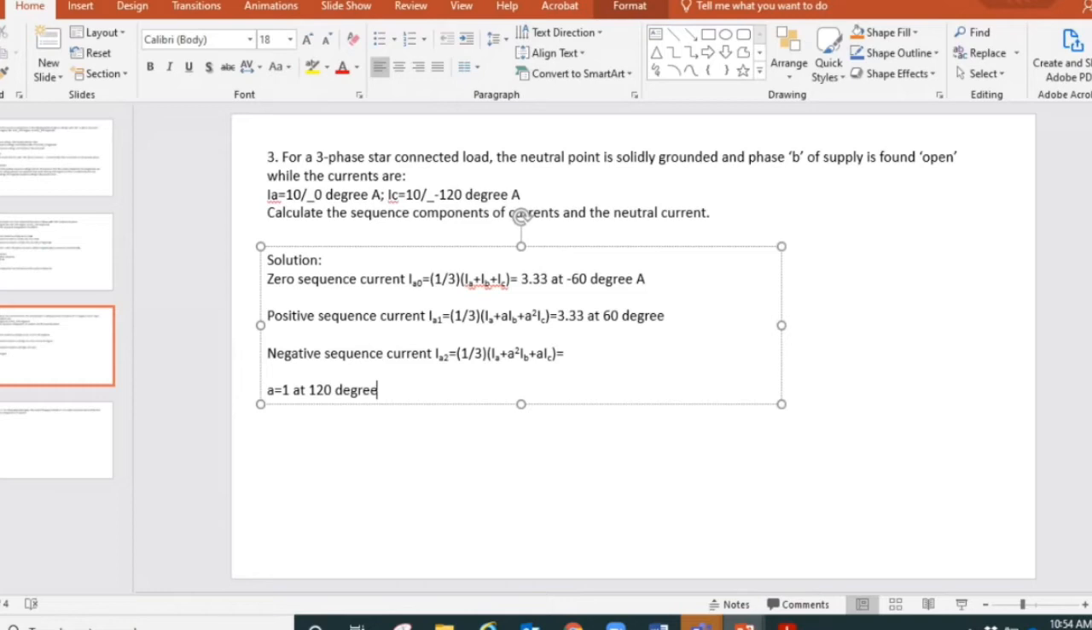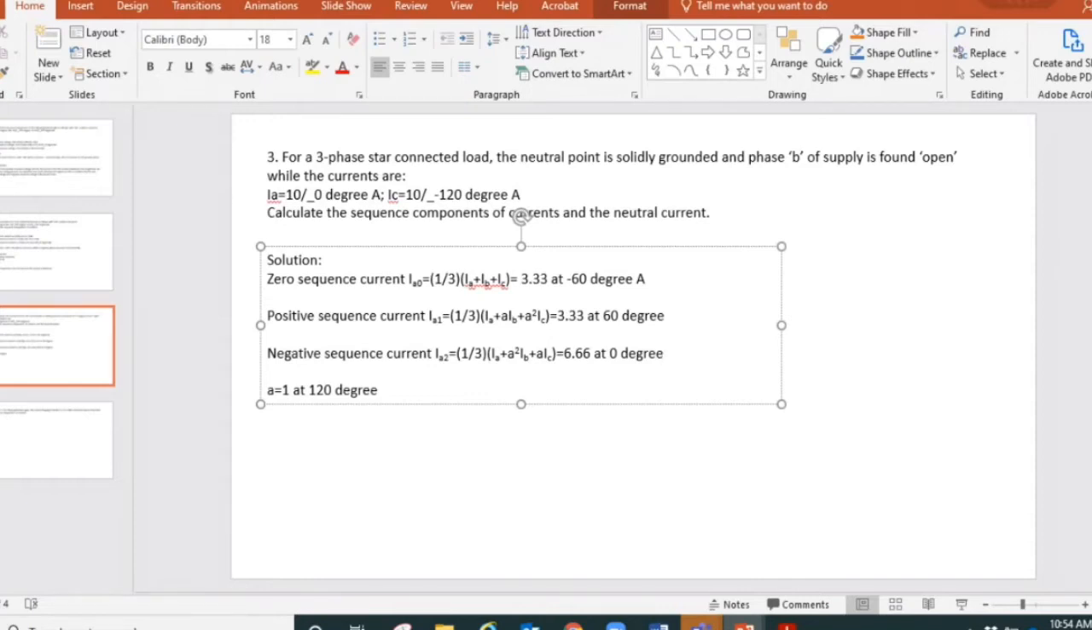So for the negative sequence currents, I'm getting 6.66 or 6.67 if you round it off. That's fine. At an angle 0 degree. Everyone getting that? I think now we got all the three values.